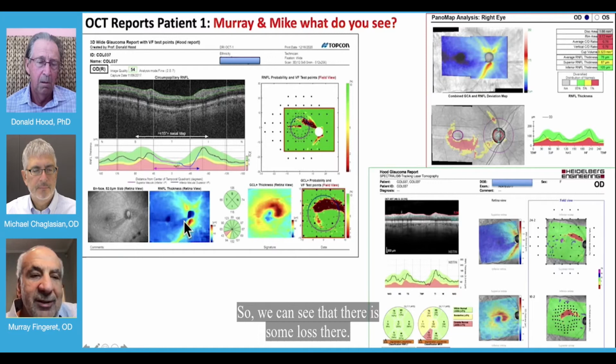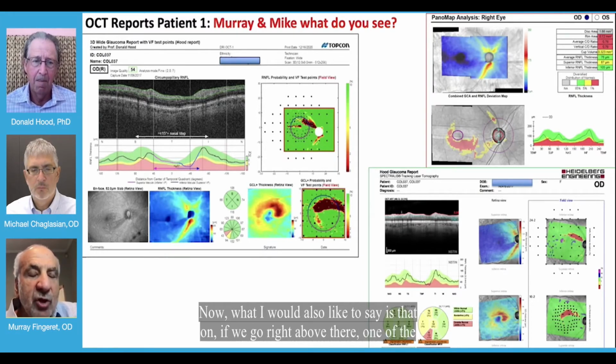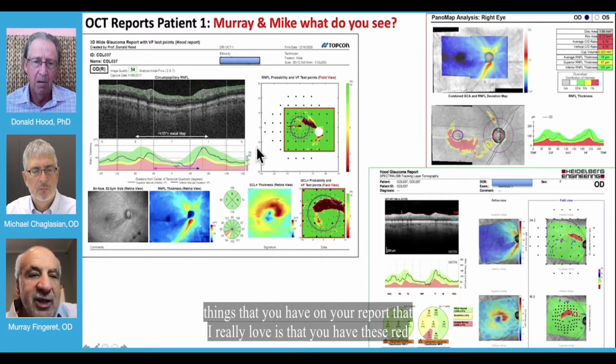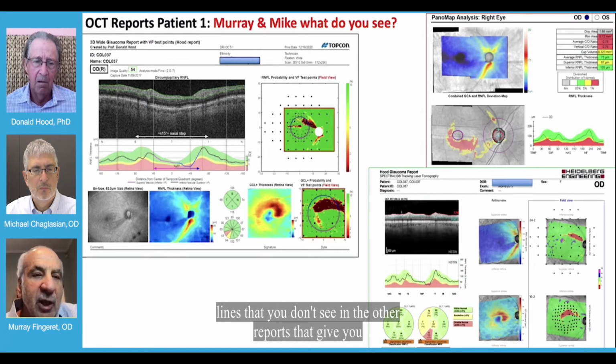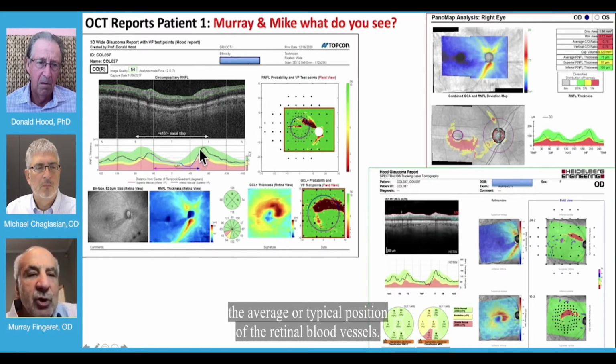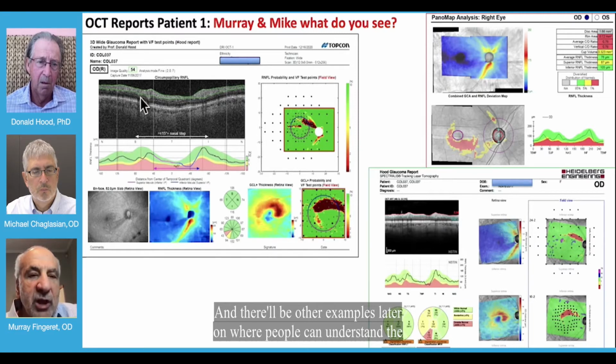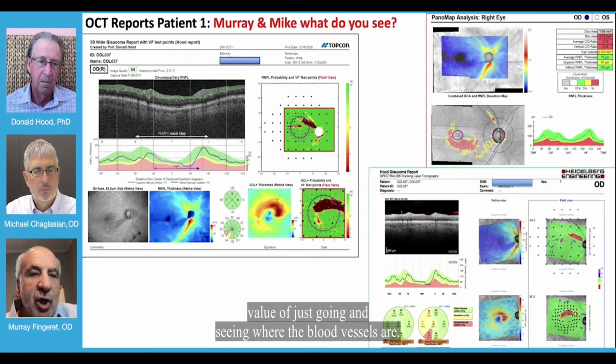So, we can see that there is some loss there. Now, what I would also like to say is that if we go right above there, one of the things that you have on your report that I really love is that you have these red lines that you don't see in the other reports that give you the average or typical position of the retinal blood vessels.